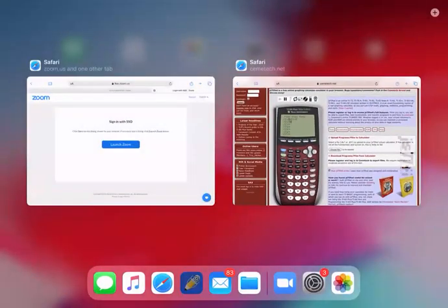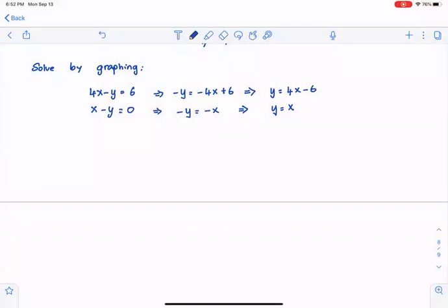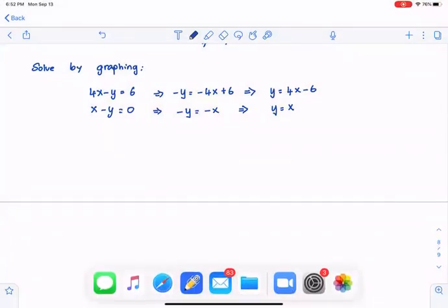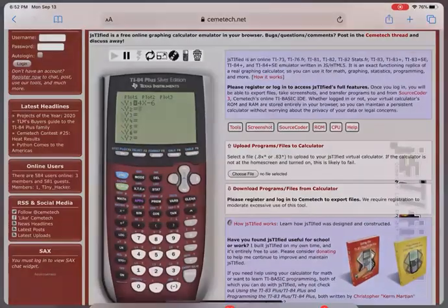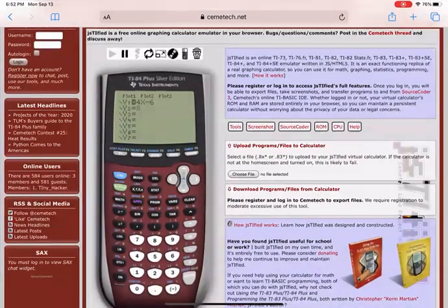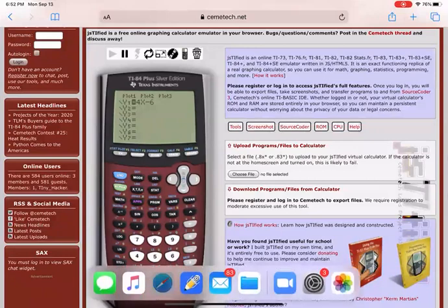Let's see if I typed everything right. Okay, 2, 2. The answer is 2, 2.